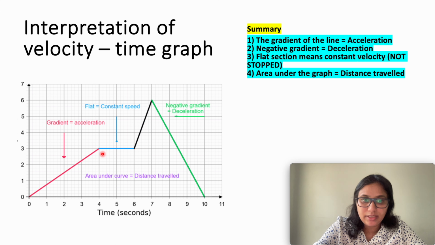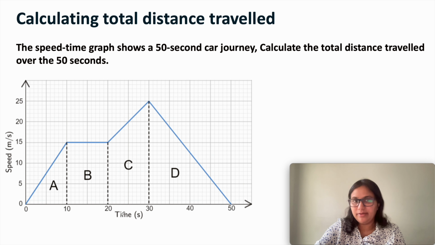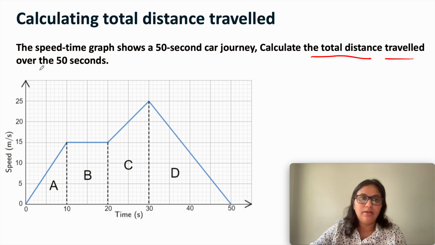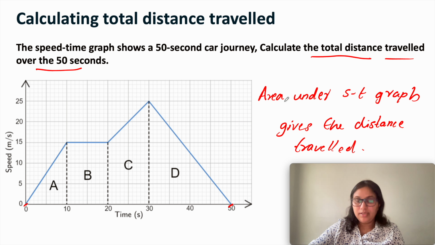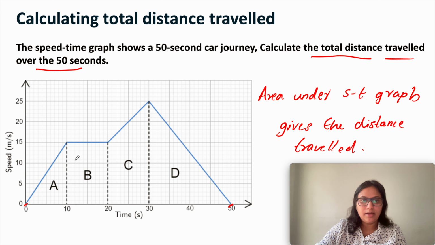And if you calculate the area under the curve, what do you get? You get the total distance traveled or displacement of an object in a given interval of time. Next, for the same graph, they are asking us to calculate the total distance traveled over the 50 seconds. That means the entire journey from 0 to 50 seconds. We also know that the area under a speed time graph gives the distance traveled. So if you calculate the area under this blue line, then you can calculate the distance traveled by the car from 0 to 50 seconds.